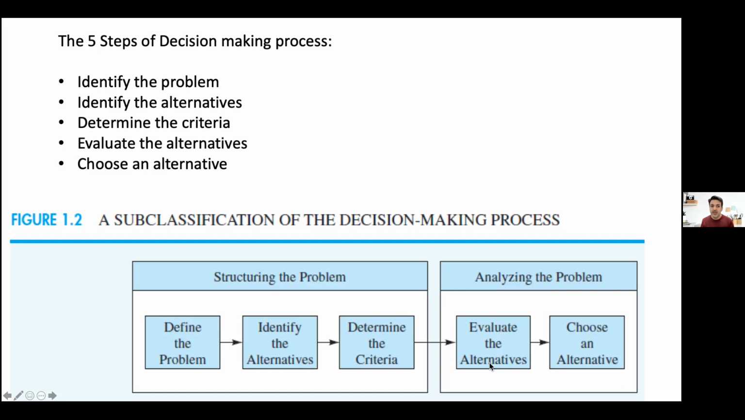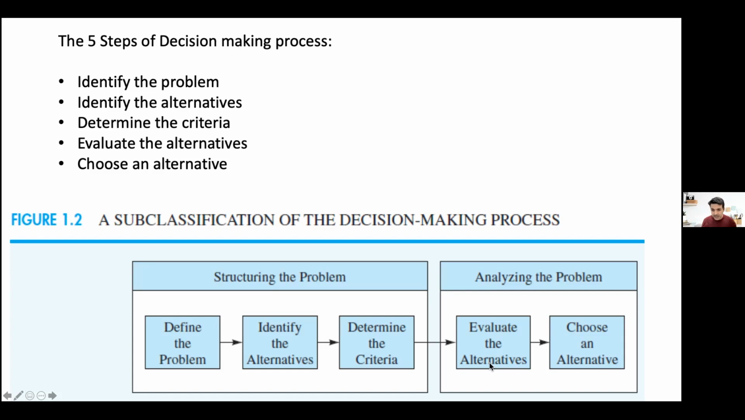The third one is determine the criteria. So what's going to happen if you pick this one? What are the restrictions? What are the criteria of the problem? The next one is evaluate alternatives. Now that you know all the things, you know what happens if you pick this one and what the restrictions are and everything else. So now you should be able to evaluate every single one of your options or alternatives.